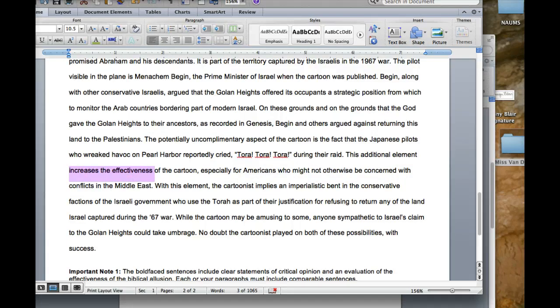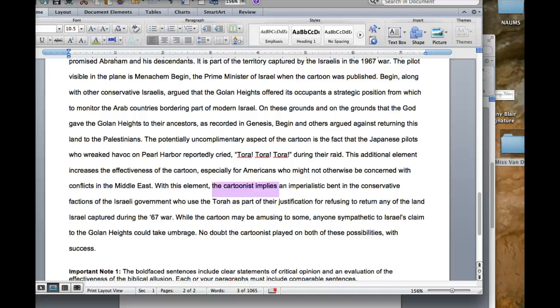Tell me if it made it more effective or ineffective, especially for Americans who might not otherwise be concerned with conflicts in the Middle East. With this element, the cartoonist implies, see, that's critical, that's analysis, the cartoonist implies an imperialistic bent in the conservative factions of the Israeli government who use the Torah as part of their justification for refusing to return to the land Israel captured during the 67 war.